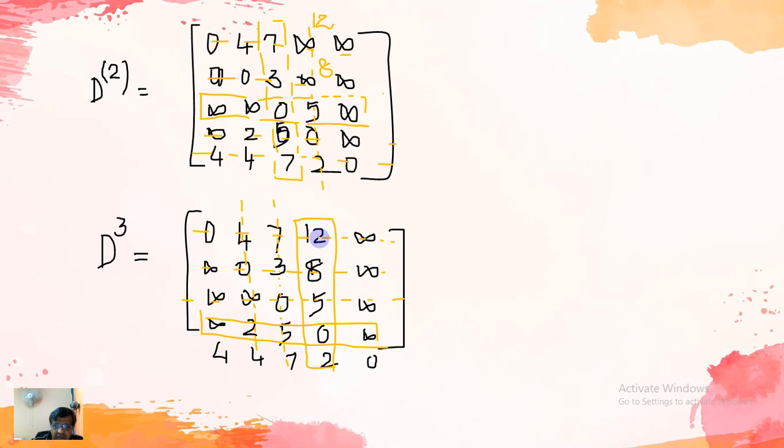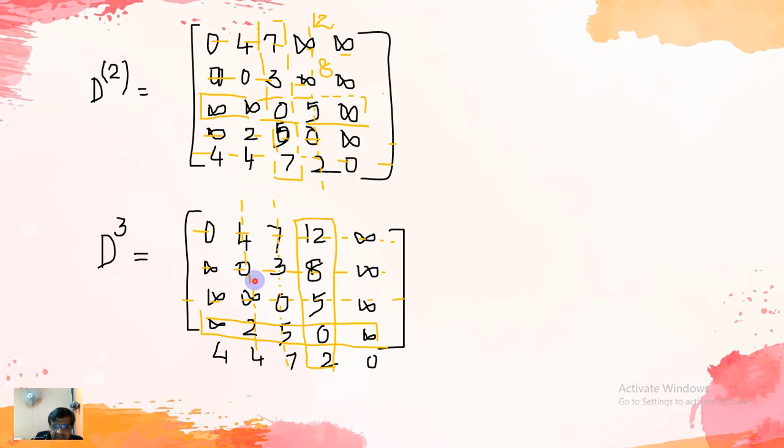Okay, now 12 plus 5 is 17, it is 7 already there, therefore that cannot be removed because 7 is the shortest distance between i and j. And 12 and 2 it becomes 16, it is 4 already, therefore let us not change this. 8 plus 5 is 13, it is 3 over here, and this cannot be changed. 8 plus infinity remains infinity, let us not change over here. Anyway, 5 plus 5 is 10, this should not be changed.